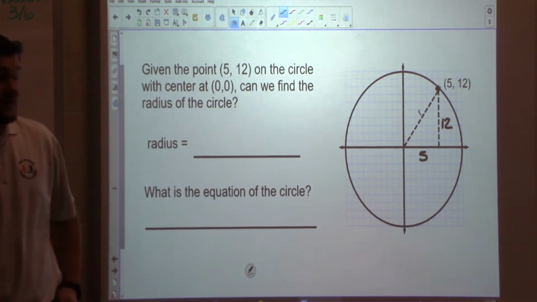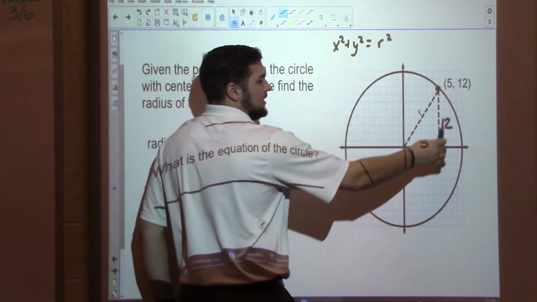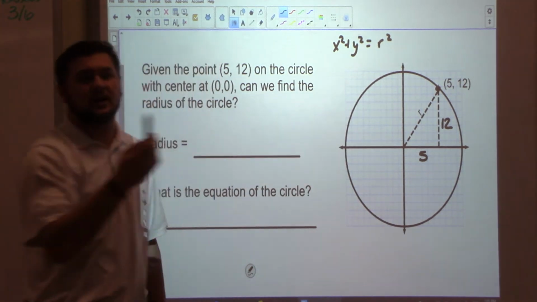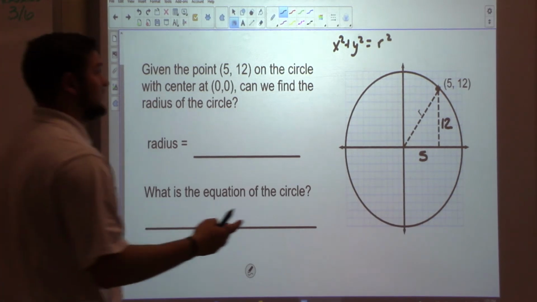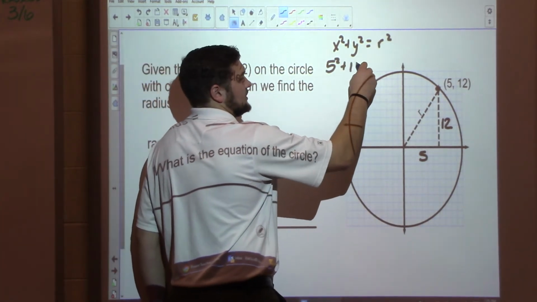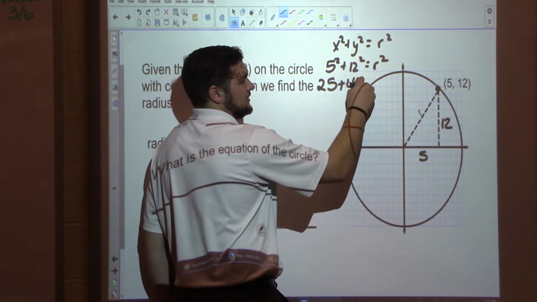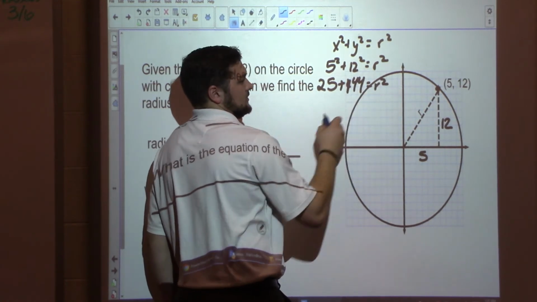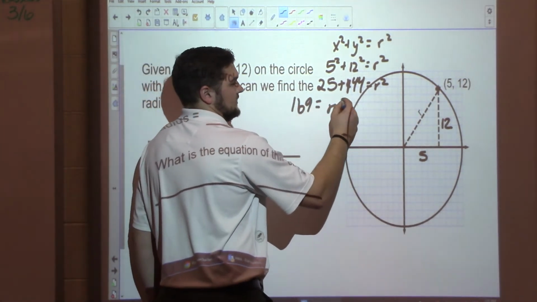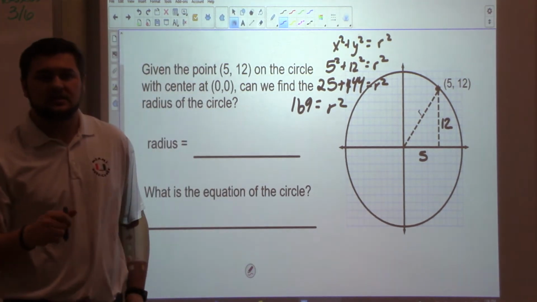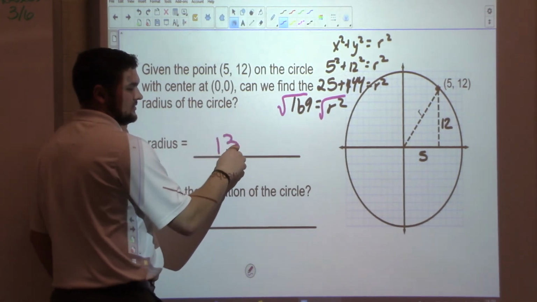Remember, if we go back, the formula for a circle is x squared plus y squared equals r squared. If I plug my x and my y in, I can solve for r. So if it ever asks you to find the radius and it gives you a point that's on the circle, you can go ahead and plug them in. 5 squared plus 12 squared equals r squared. Well, that's 25 plus 144. What's 25 plus 144? 169. And how do I solve for r? Take the square root. So we get the radius equal to 13.